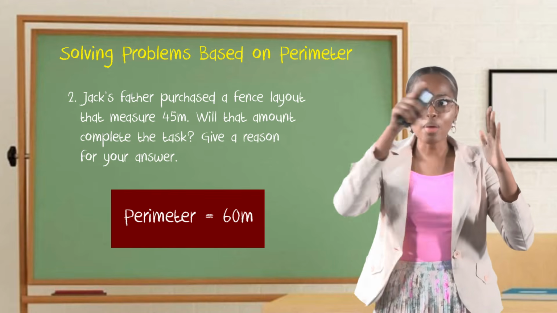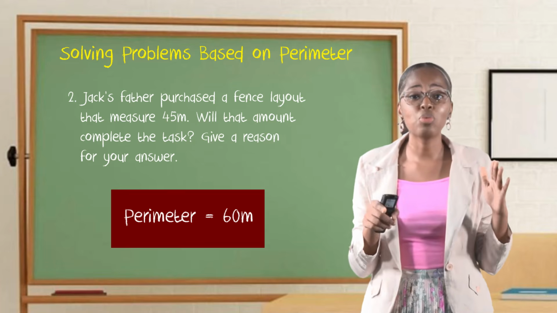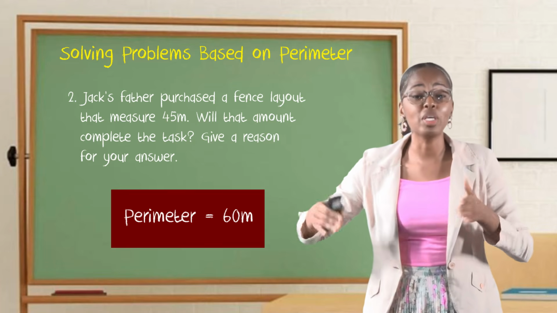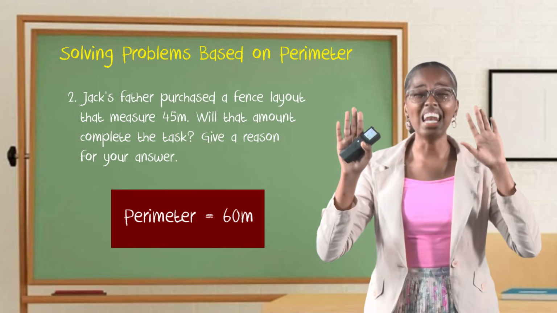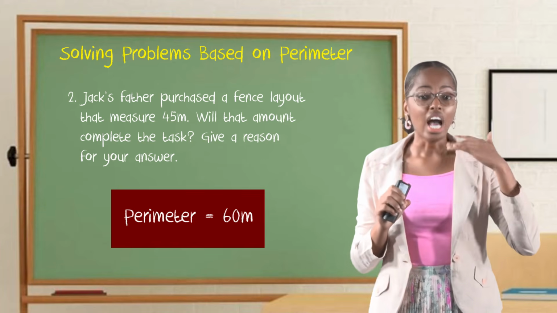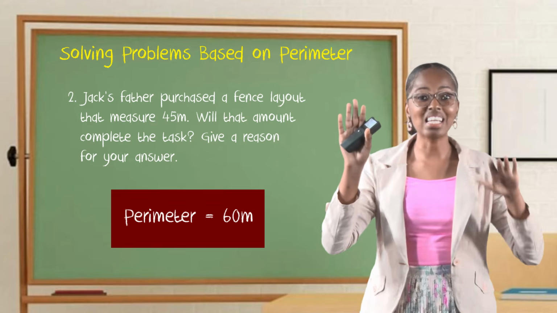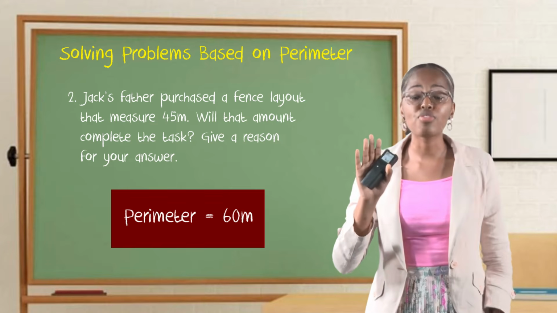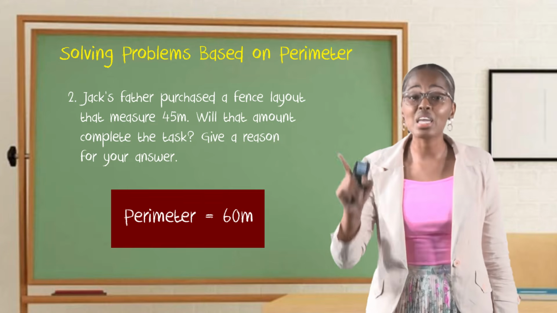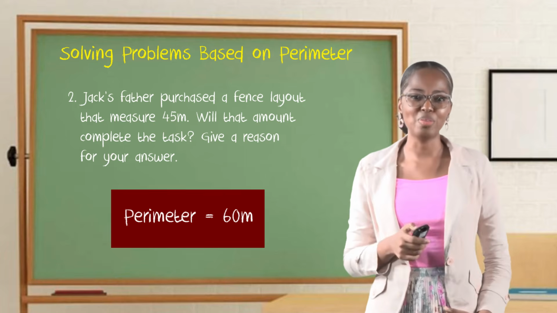In fact, perhaps 3/4 of the yard would be covered and you would have a little piece left over, because 45 is less than 60. The reason for our answer being, of course, that 45 meters is less than 60 and 45 meters will not cover the entire perimeter of the yard.